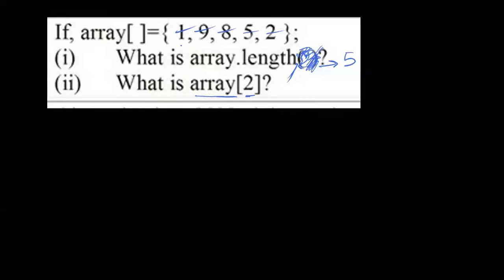Here only you can number the indexes. 0, 1, 2, 3, 4. At index 2, what is the value? 8. So you have to write 8. That's it, only this much you have to write. arr[1] is 5, arr[2] is 8. Okay, next.